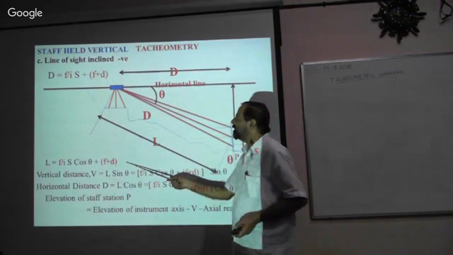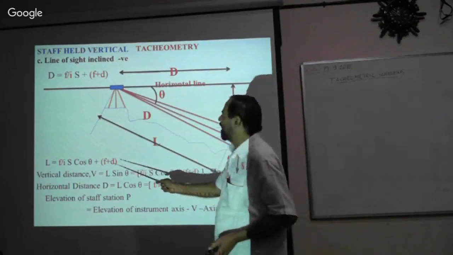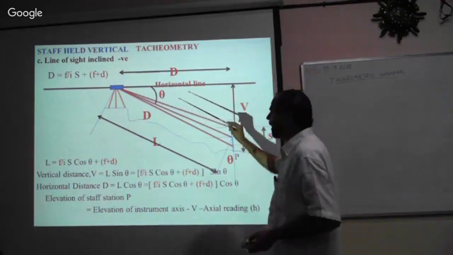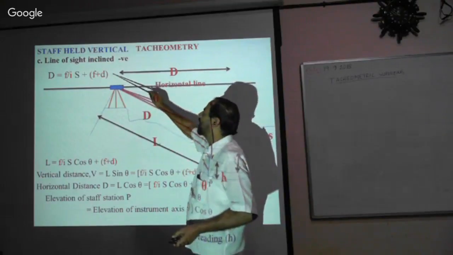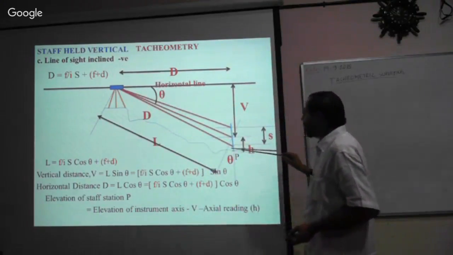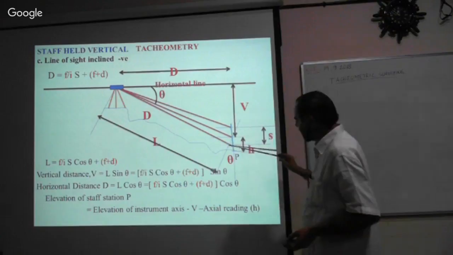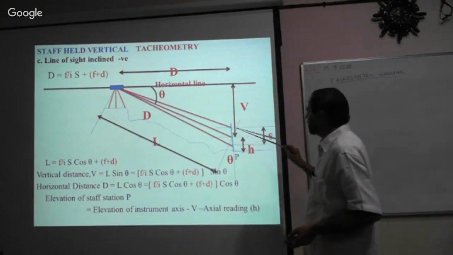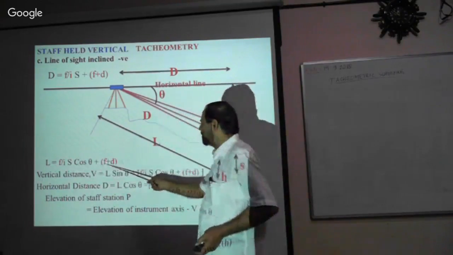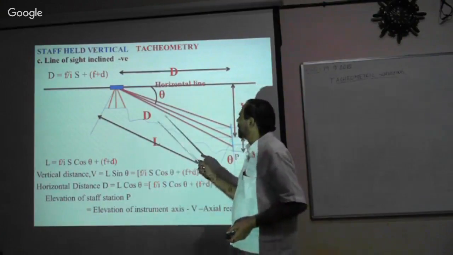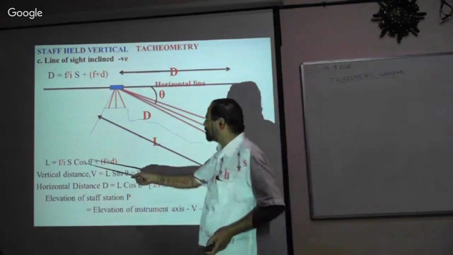Whereas here, when you are finding the inclined line with the staff vertical, we have to modify this. The earlier equation is applicable when the line of sight is horizontal and the staff is vertical. Now here the staff is vertical, but the line of sight is not horizontal. Therefore, we have to find this length from here to here. That is equal to S cos theta. Same thing applicable. After calculating L, everything is known here.